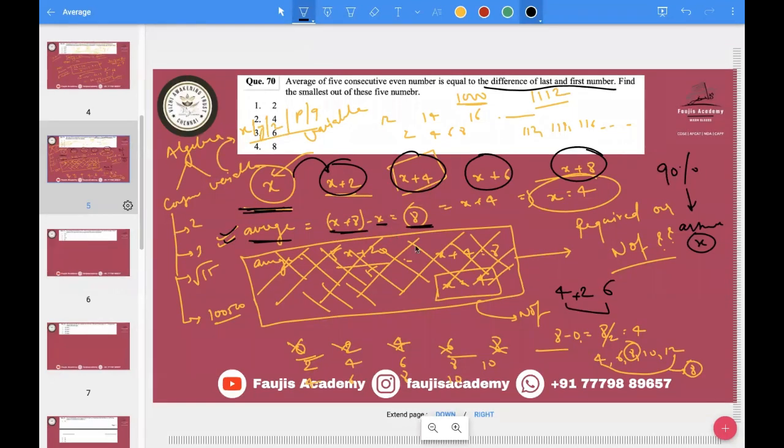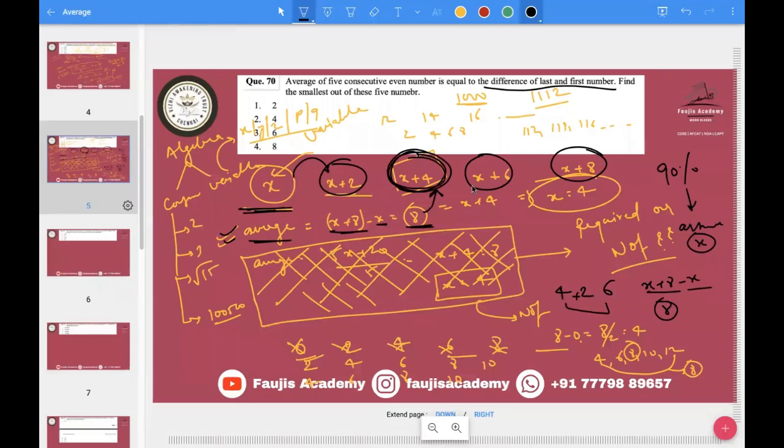Harishri. Yes, sir. x plus 8 minus x: last number minus first number gives 8. So 8 is the average, we found out. And we also learned previously that for continuous data, the middle term will be your average. Clear, sir.